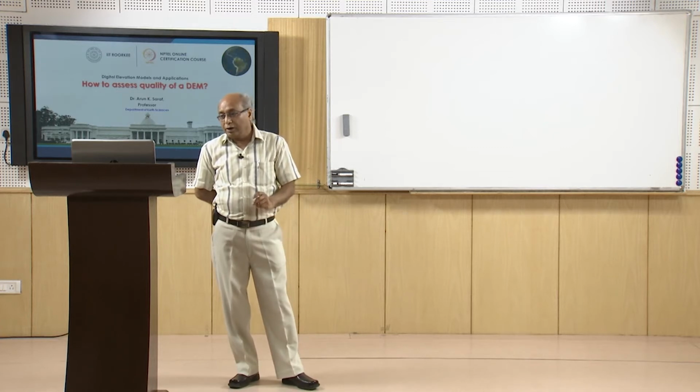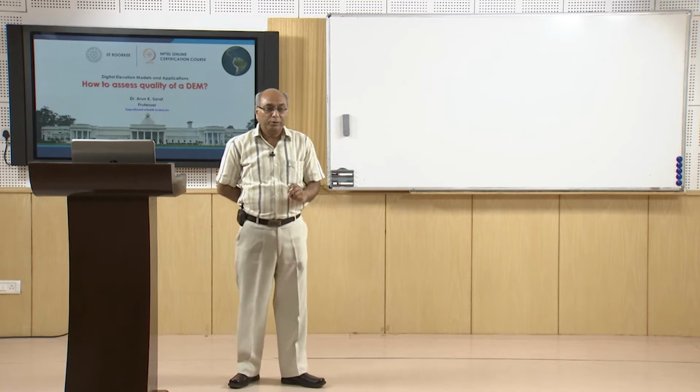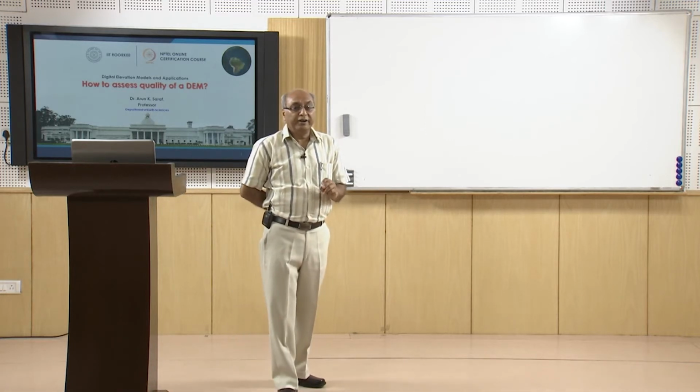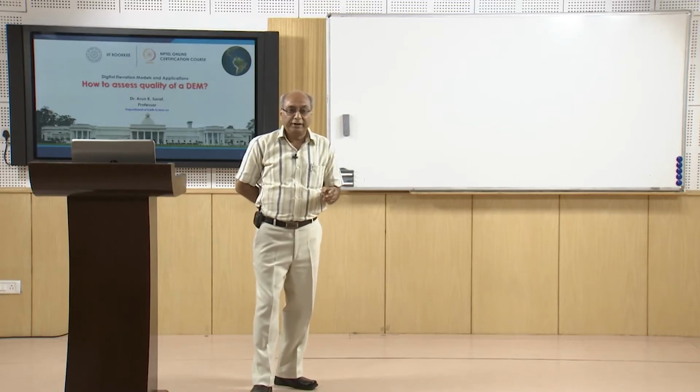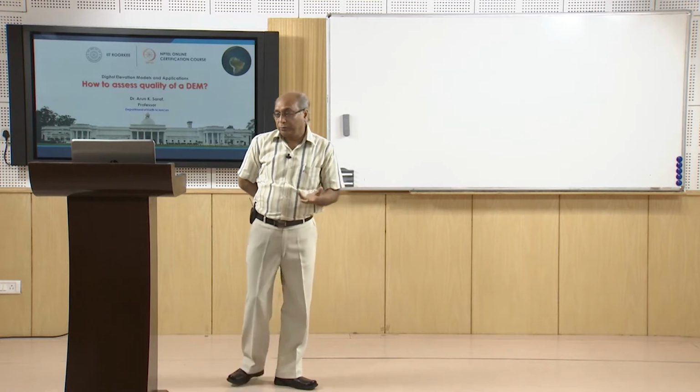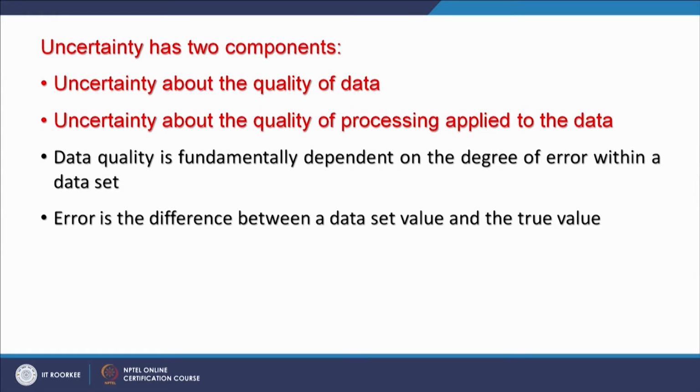So these two are important components of uncertainty, and data quality is fundamentally dependent on the degree of errors within a data set. If we have large errors, then the level of confidence goes down, uncertainty increases, and our quality becomes very poor. But contrary to this, if we have small error components, then uncertainty is very little, and we get a high level of confidence in our data set, and the errors are also very few. And error is the difference between a data set value and the true value.